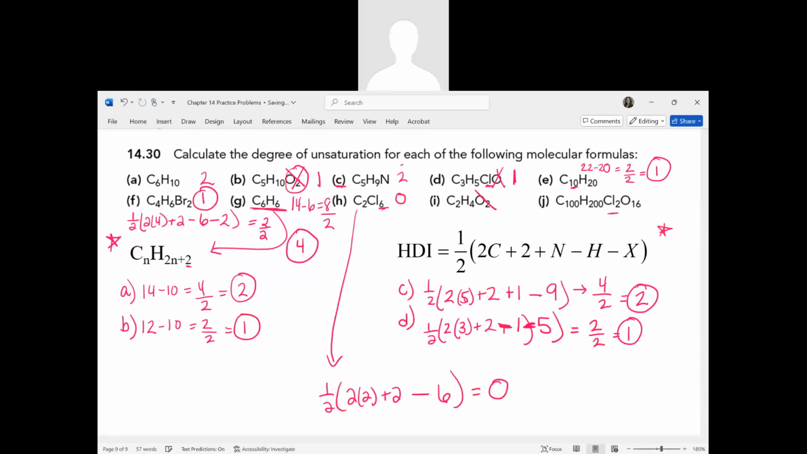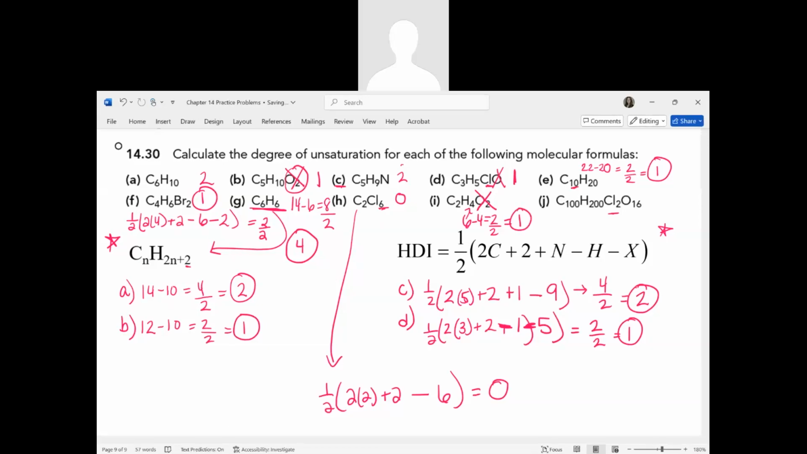Then we know we ignore oxygens in compound I. We have 2n plus 2, which for C2 would give us 6 hydrogens needed, so 6 minus 4 gives us 2, divided by 2 for every degree of unsaturation. So for I, we have our HDI of 1.